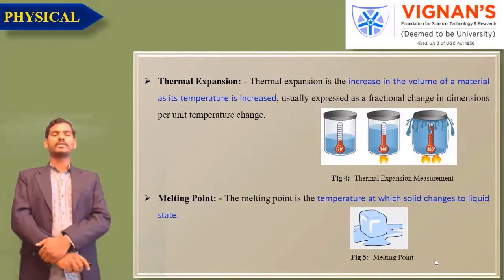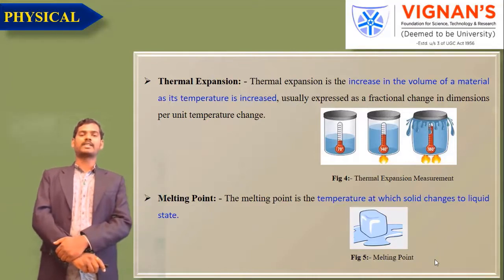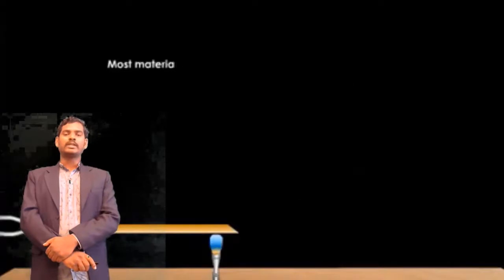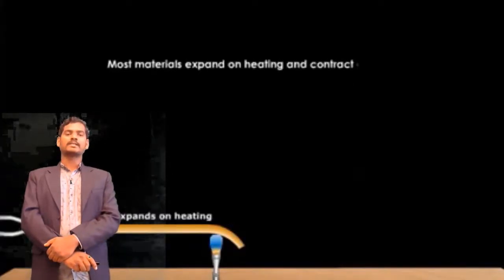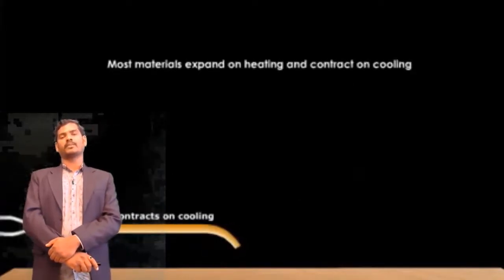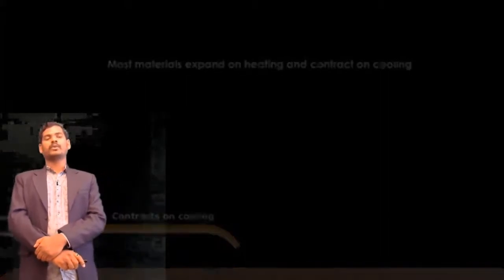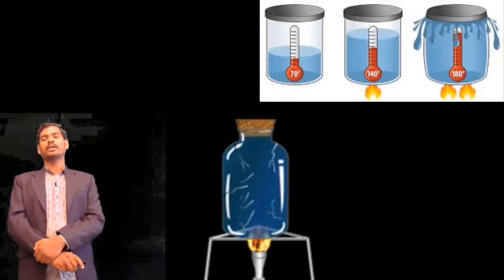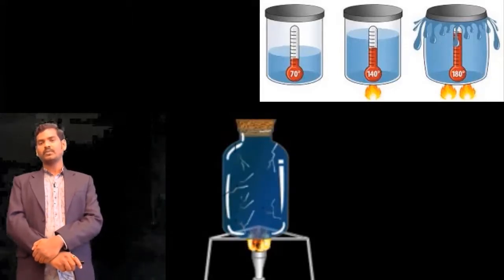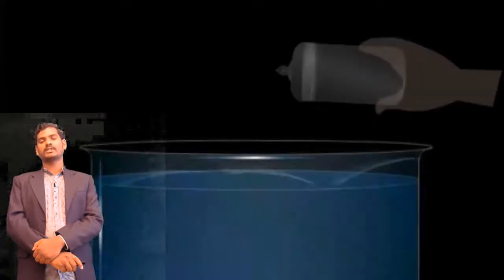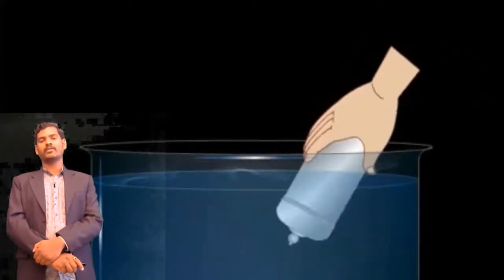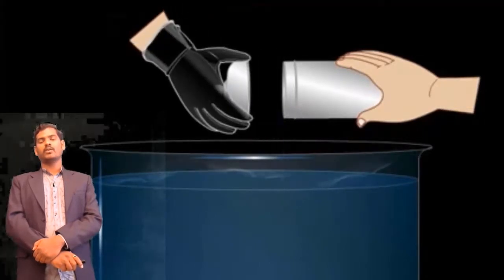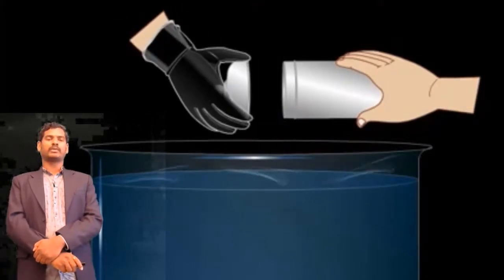Next, another physical property is thermal expansion. What is thermal expansion? The increase in the volume of a material as the temperature is increased. For example, we are understanding the concept of thermal expansion. I am showing three vessels. The first vessel consists of some liquid at a temperature of, for example, 70 degrees. Now 70 degrees is nothing but room temperature.